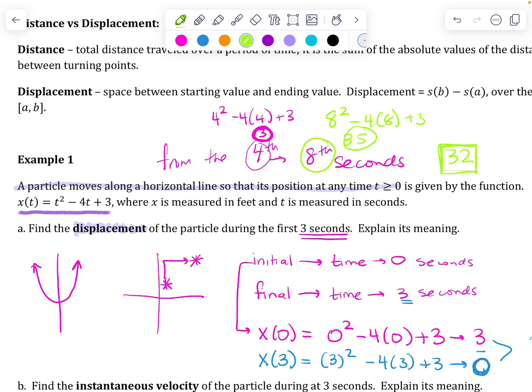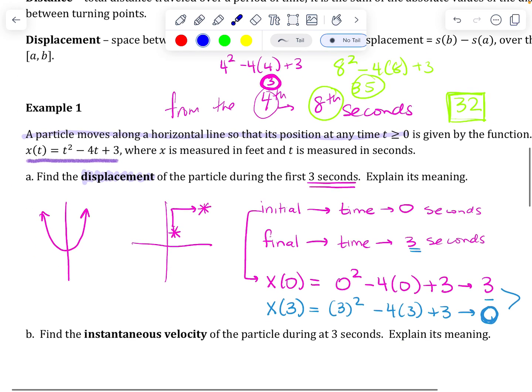So displacement is measured by finding the position at the initial time and the final time, and then finding the gap in the distance. How you find the gap is you sub the initial time into the equation, sub the final time into the equation, and then subtract the outcomes of each of those. Okay? I hope that makes sense, because now we're moving on to velocity.